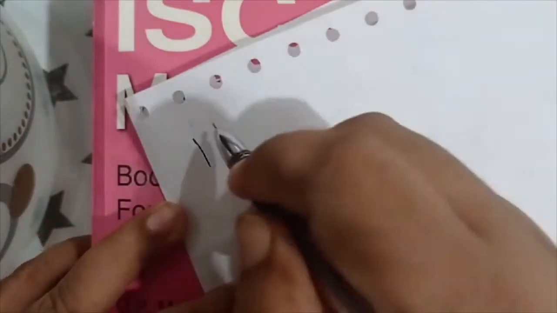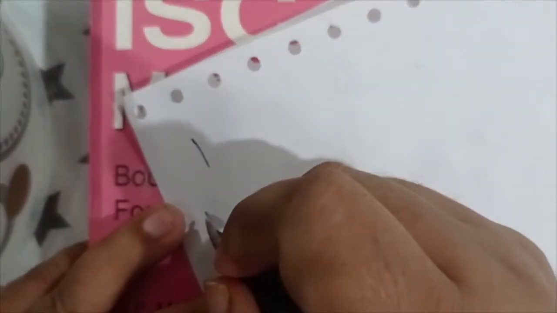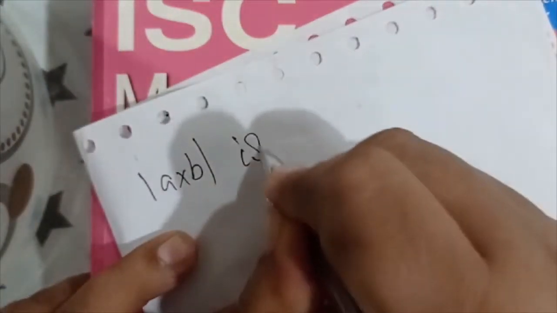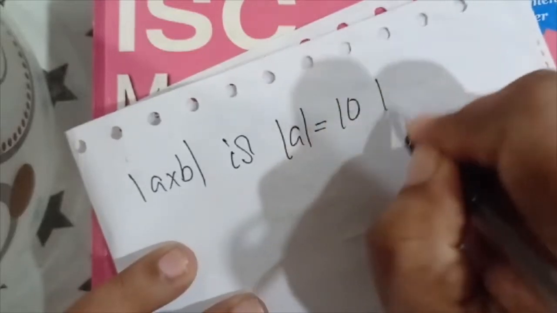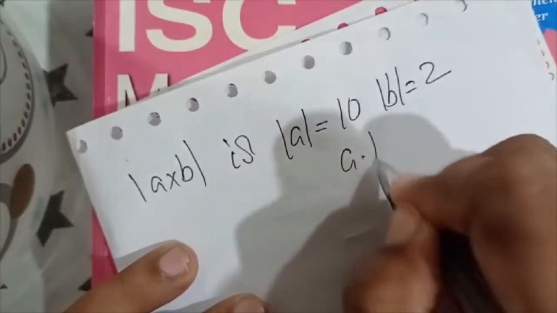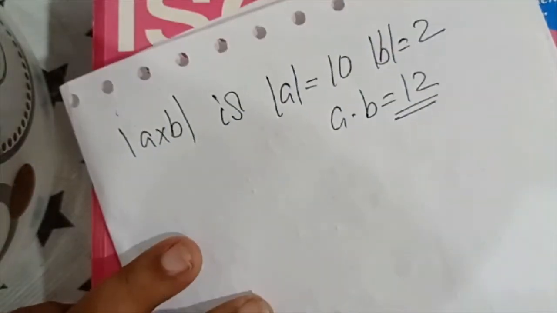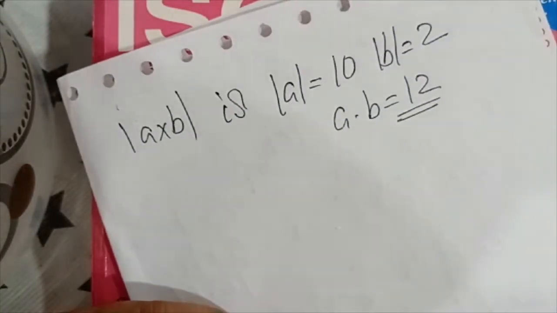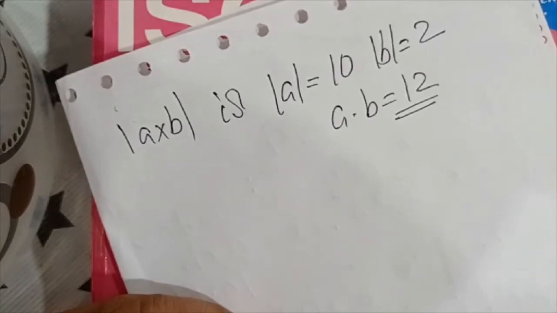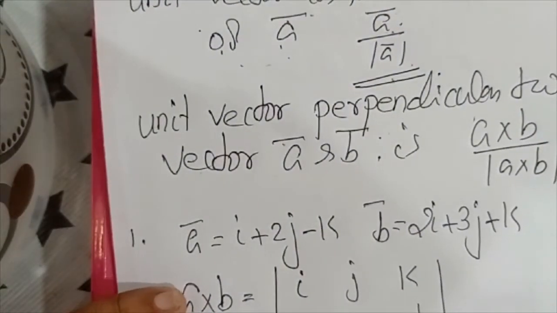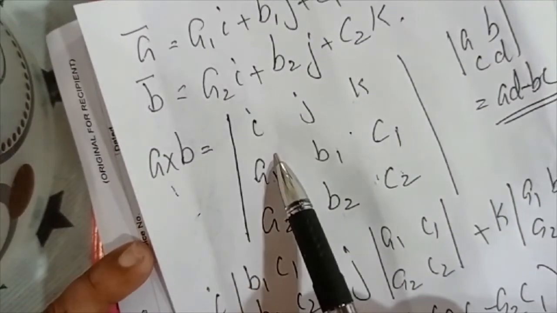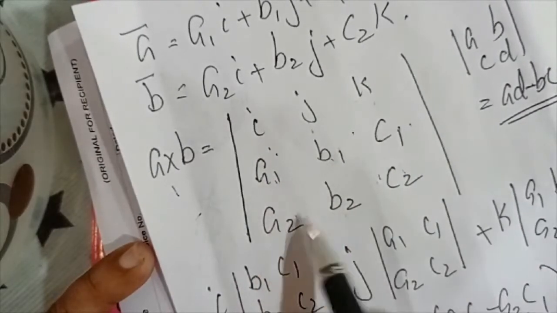Find mod A cross B, right? If mod A is equal to 10, mod B is equal to 2, and A dot B is equal to 12. Understand? Look here. The first formula to find A cross B is the determinant with rows i, j, k; a1, b1, c1; a2, b2, c2.